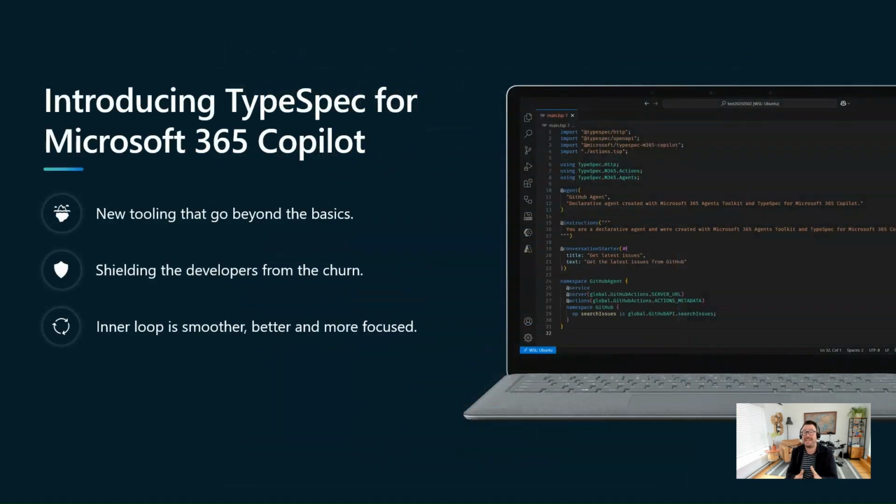We are introducing TypeSpec for Microsoft 365 Copilot. It is a new set of tooling that goes beyond the basics because we really believe that real-world scenarios are not that simple. Whether you're orchestrating complex workflows between Microsoft 365 Copilot and your own APIs, or you're integrating a series of services, we definitely will have your back with TypeSpec for Microsoft 365 Copilot. Also, as our platform evolves at the speed of AI, we're focused on shielding developers from the churn.